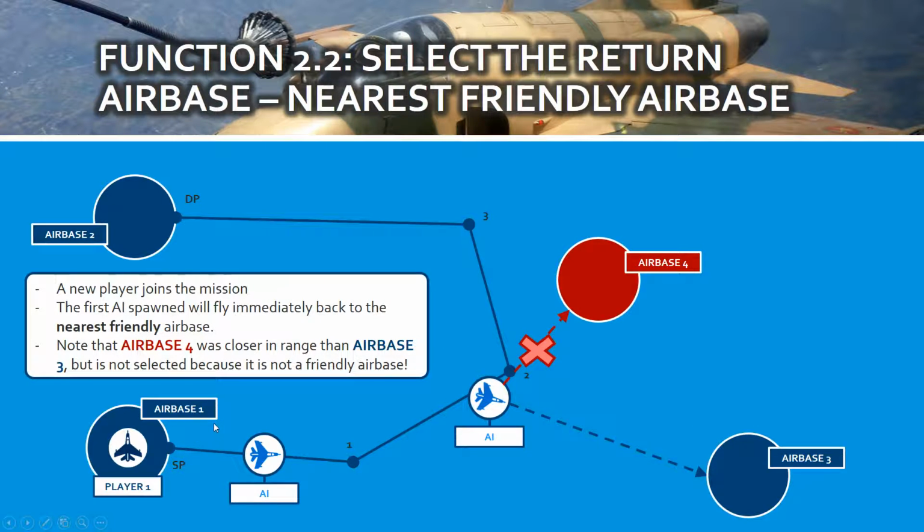Another scenario is when you select the nearest friendly airbase, and this is a bit different. So here when the AI is in the air, there is a new player spawning, then the AI will fly to the nearest friendly airbase, and notice that there's a red airbase that's been nearer, but it will fly to the blue because the airbase 2 is further away.